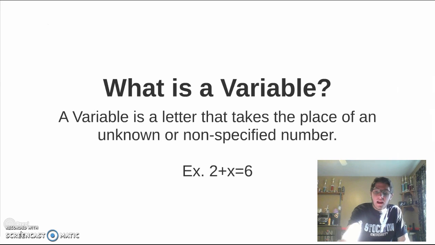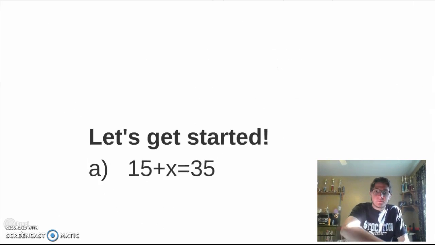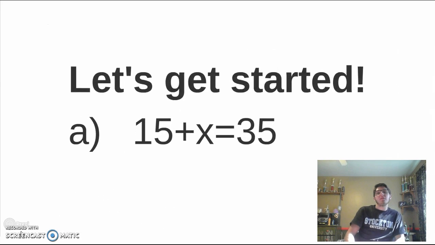So, let's jump right into an example problem. What do you say, guys? Let's get started. 15 plus x equals 35. So in this scenario, we have 15 being added to some number that we don't know in order to get 35. 15 plus blank equals 35. So we have to try to get x alone. X needs to be on one side of the equation with nothing else on the same side as it.